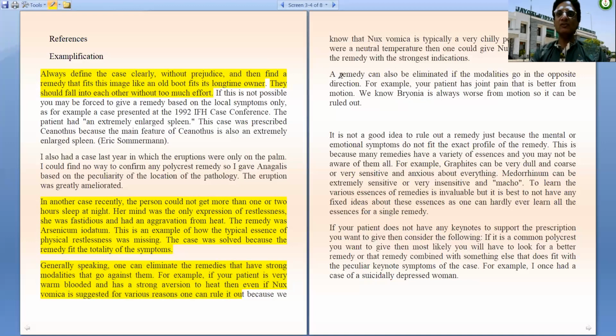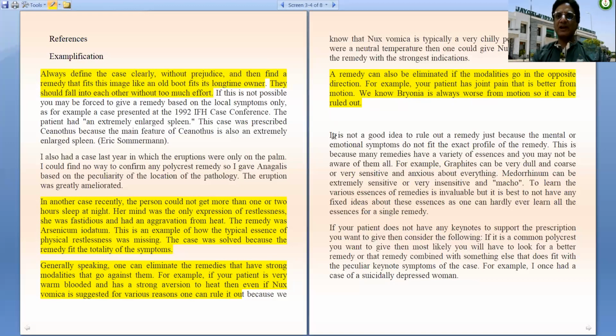A remedy can also be eliminated if the modalities go in the opposite direction. For example, your patient has joint pain that is better from motion. We know Bryonia is always worse from motion, so it can be ruled out. So this is how we use eliminating prescribing.